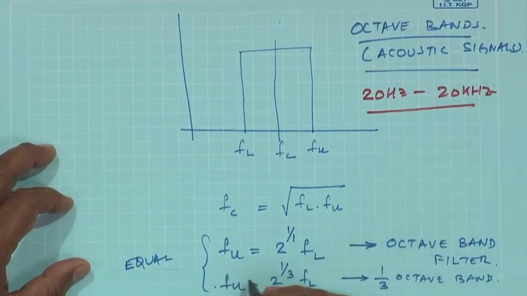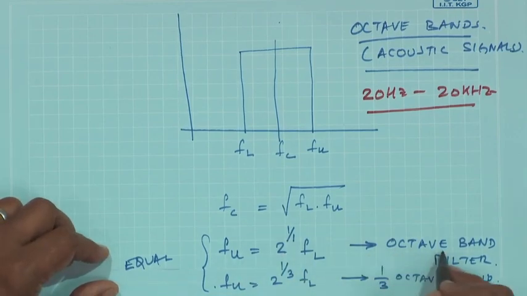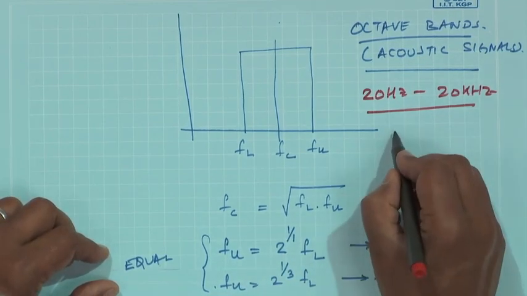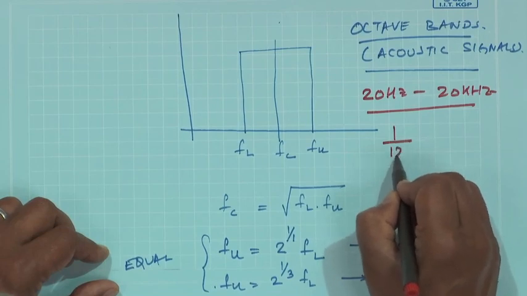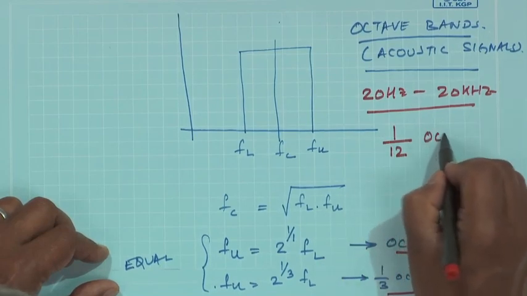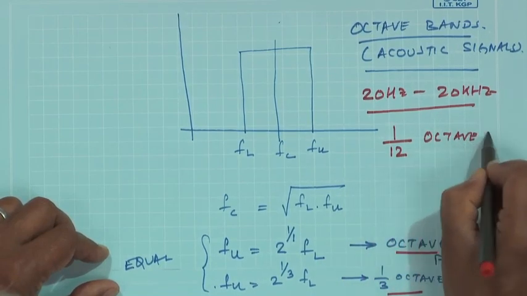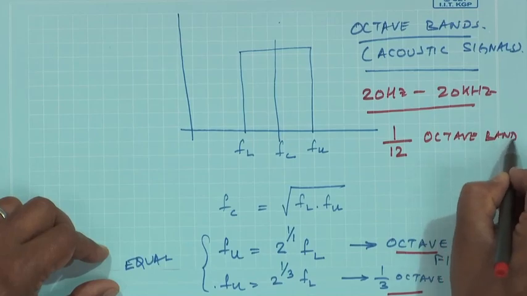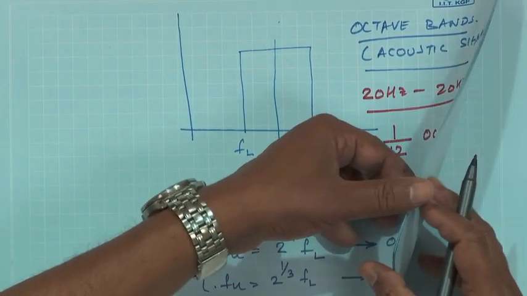Such band limits are there both for the octave band and the 1/3 octave band. In fact, there is no end to it. Nowadays, a 1/12 octave band, etc., are also available. Okay.